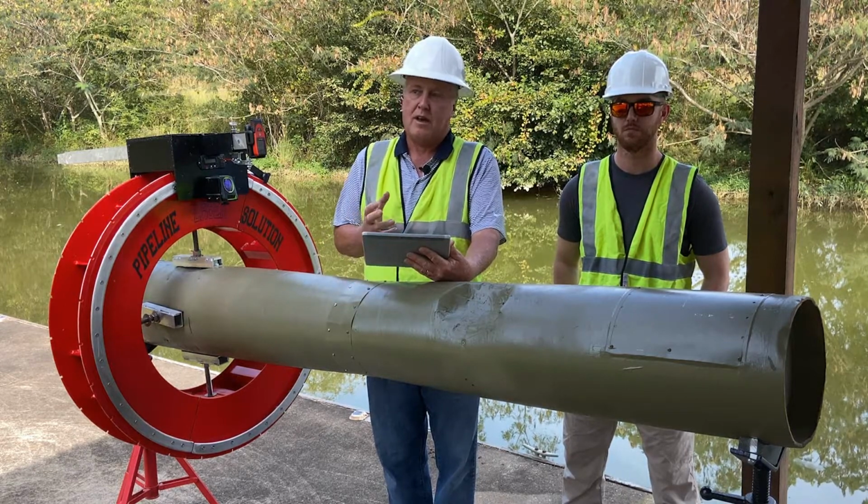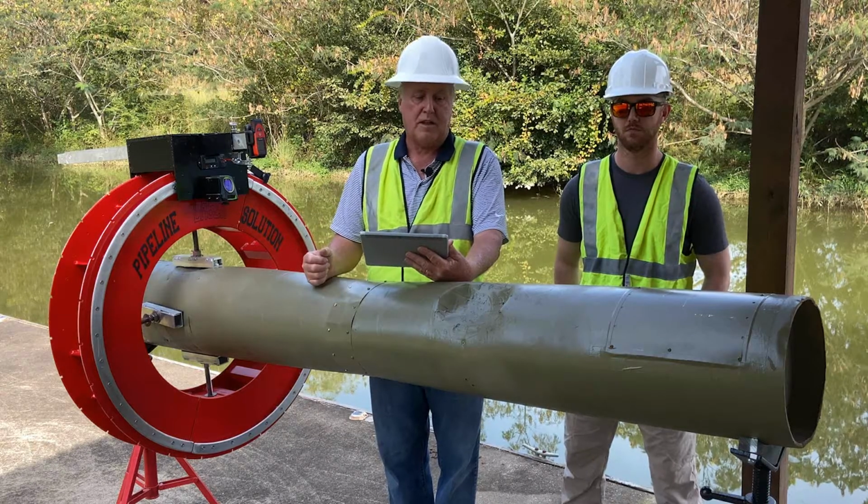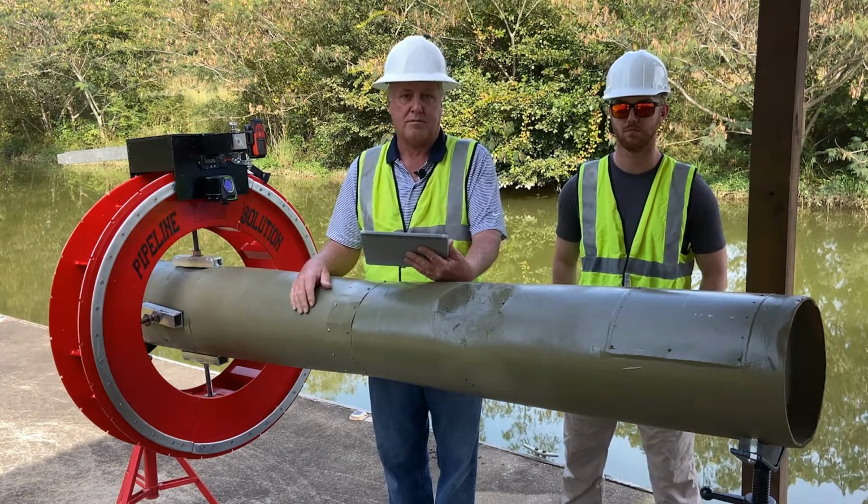A lot of companies go with 6%, and if you set it to 6%, once you get out of that 6%, it's going to let you know, and then at the end it's going to draw that diagram for you for each measurement and show you that. So it's a real good report that you can turn in, very professional.